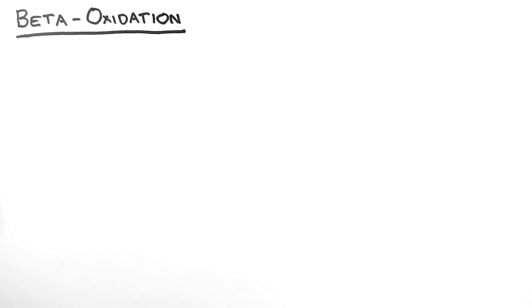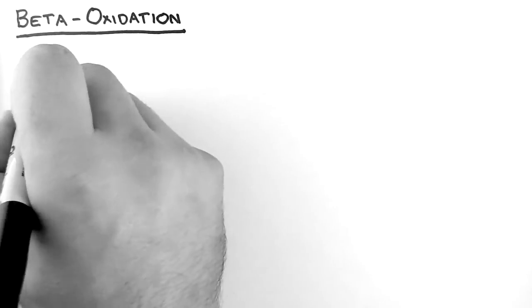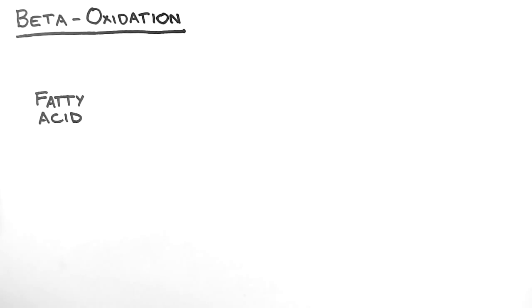Hi, in this tutorial we're going to discuss beta oxidation. In the previous cellular respiration tutorial, we looked at the TCA cycle. Now we're going to have a look at how fatty acids can be used to create the acetyl-CoA needed in the TCA cycle.